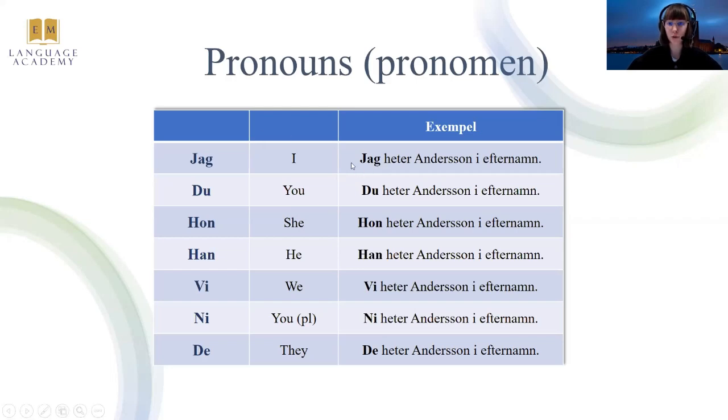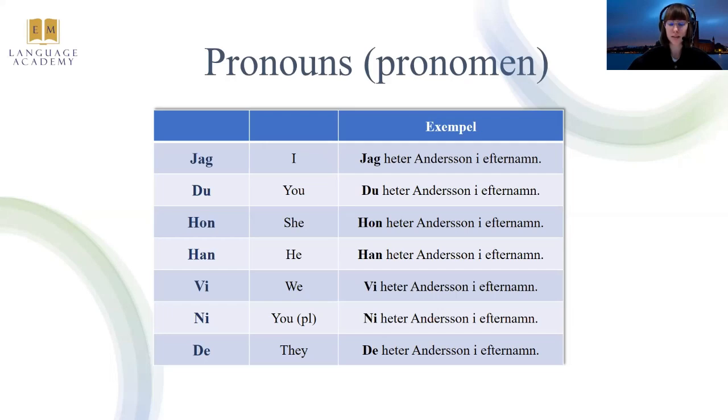Jag heter Andersson i efternamn. Du heter Andersson i efternamn. Hon heter Andersson i efternamn. Han heter Andersson i efternamn. Vi heter Andersson i efternamn. Ni heter Andersson i efternamn. And finally, de heter Andersson i efternamn.